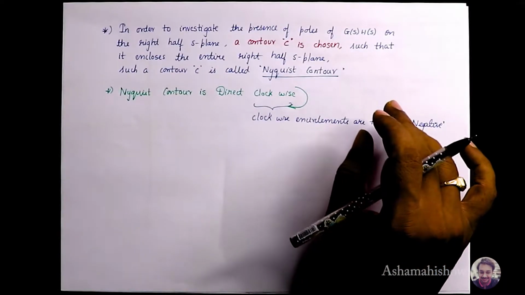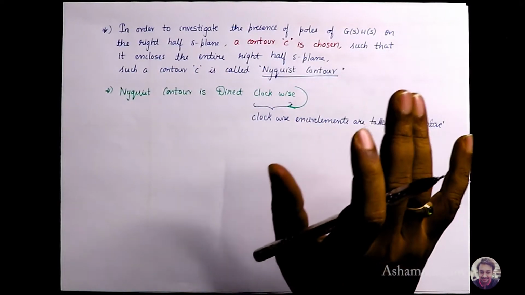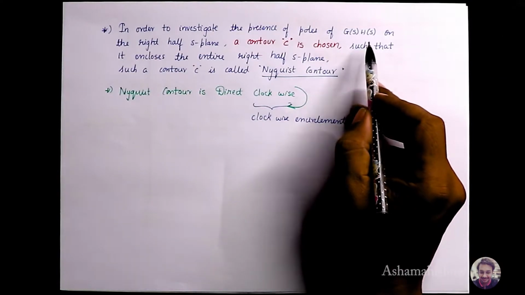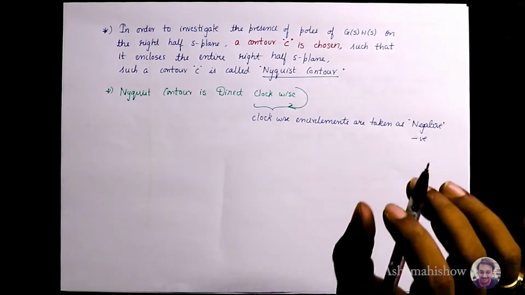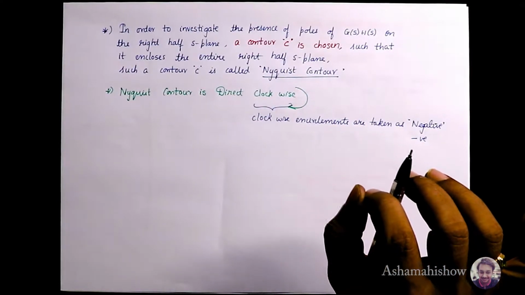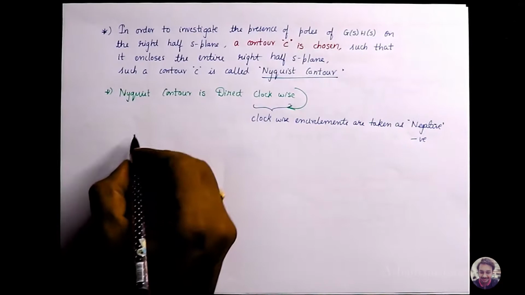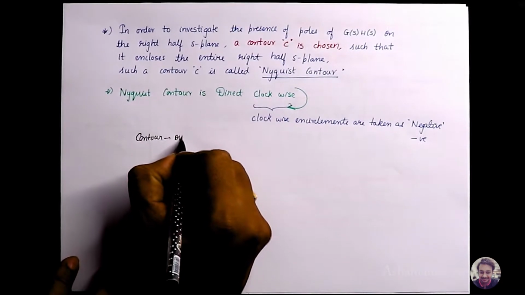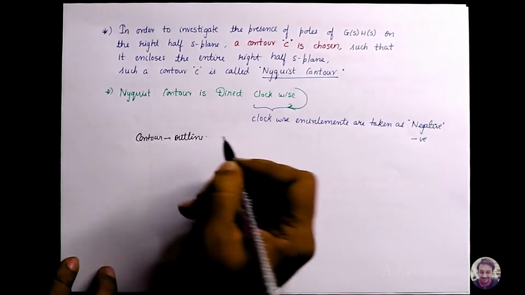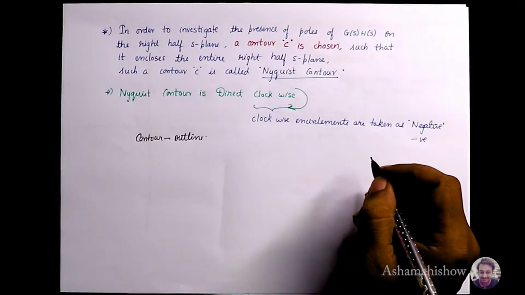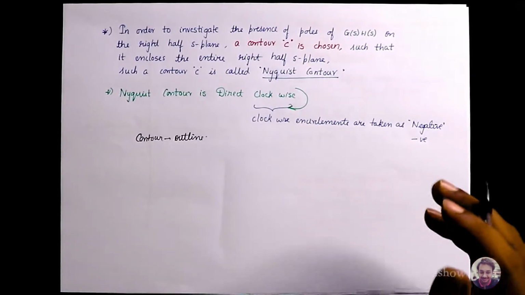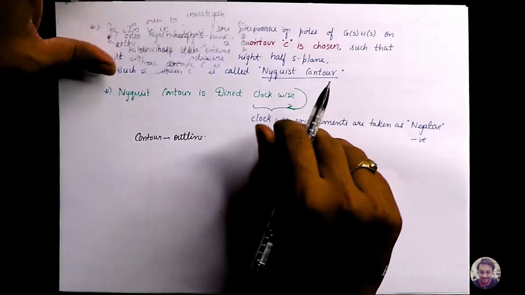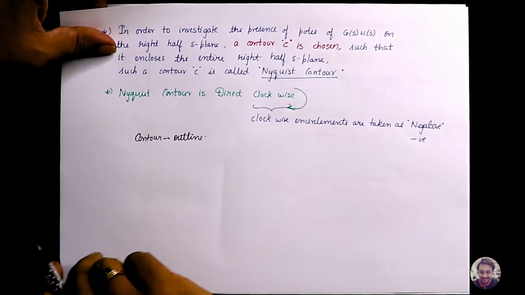So the next point: in order to investigate the presence of poles of G(s) and H(s) on the right half s plane, a contour C is chosen. What is a contour? Contour is like an outline. The real meaning is an outline. It's like a border. It is chosen such that it encloses the entire right half s plane. Such a contour C is called the Nyquist contour. I'll be showing you what a contour is.